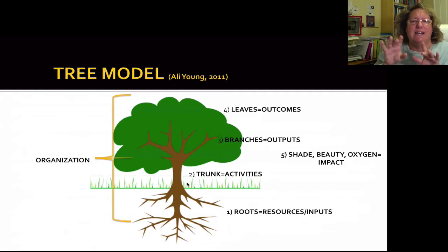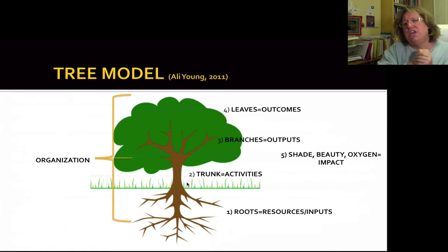branches, which is what it does, how it morphs those inputs into activities, what the staff do, what volunteers do. And then the leaves are sort of the blossoming of the results. So it's really about the outcomes, what gets achieved for clients. So it's not that they went to a workshop, it's that they learned enough to take care of their children better, for example. So the leaves are the outcomes.